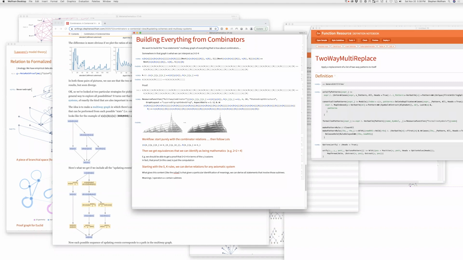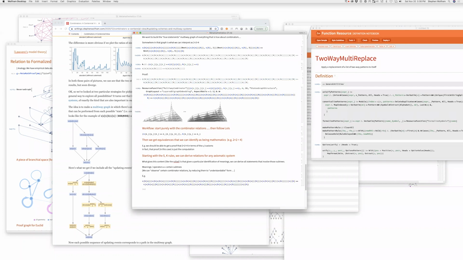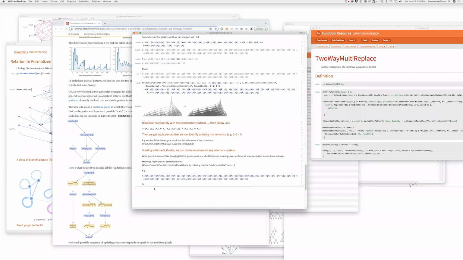So the claim would be that we can, in quotes, observe certain combinator relations by reducing them to, in quotes, understandable form, e.g., to be specific, plus of, well, successor, whatever it is, nest successor.